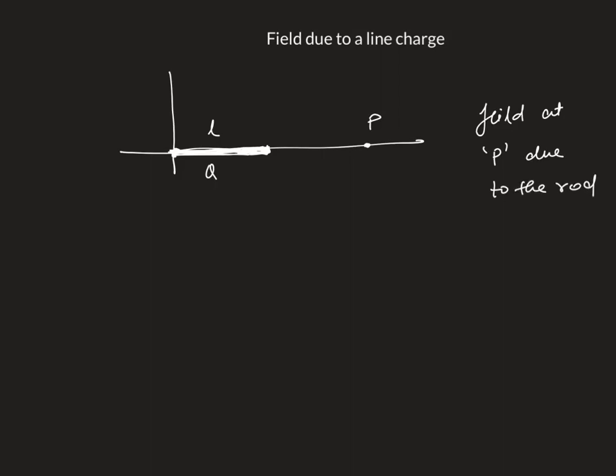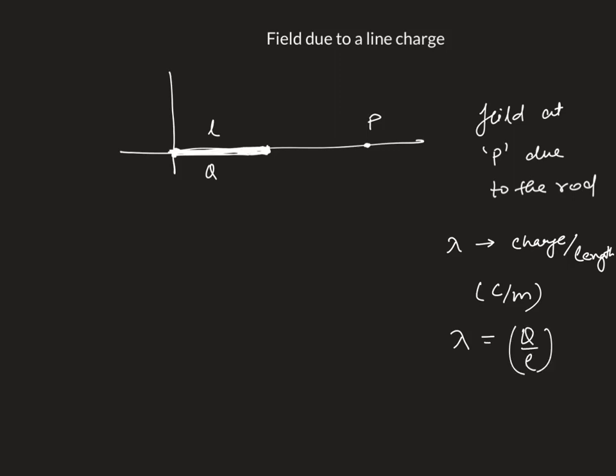Now, the rod is obviously a line charge, and in order to find the field due to this line charge here at this point P, we have to consider some basic things. The first one of them is lambda. Lambda is charge per unit length, coulomb per meter as you might like to call it. Now, since the charge is uniformly distributed over here, for this rod, the lambda is going to be Q upon L.